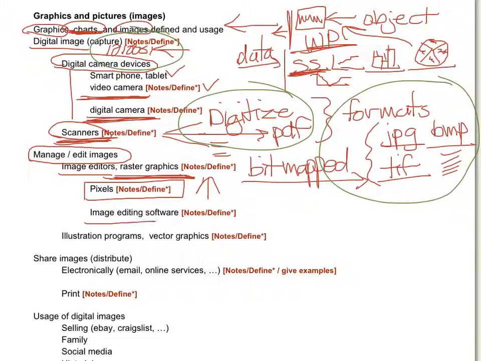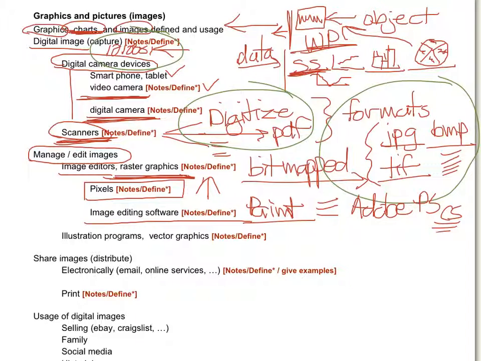And then we have image editing software. A simple one on most Microsoft machines is something called Paint. And then there are other ones out there. A more sophisticated one would be Adobe, which has a package called Photoshop. In fact, they have this whole series of packages in which you can manipulate images.